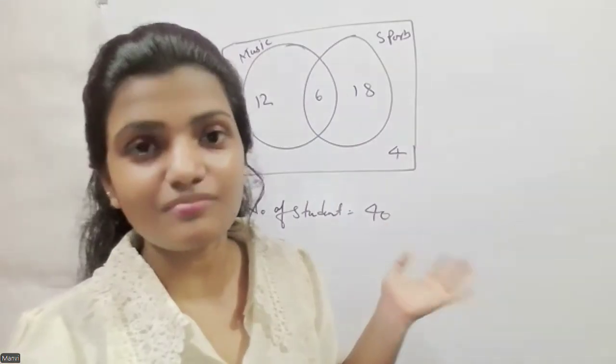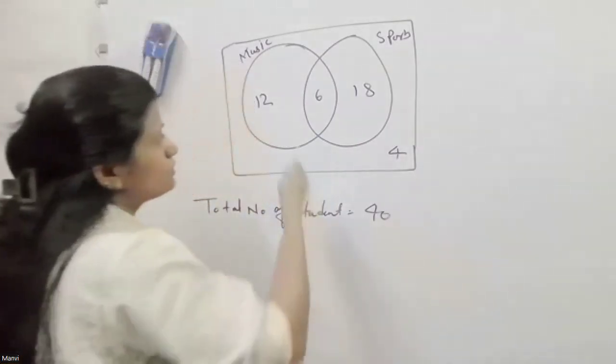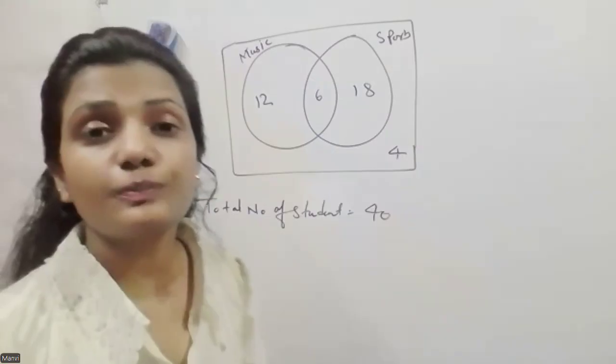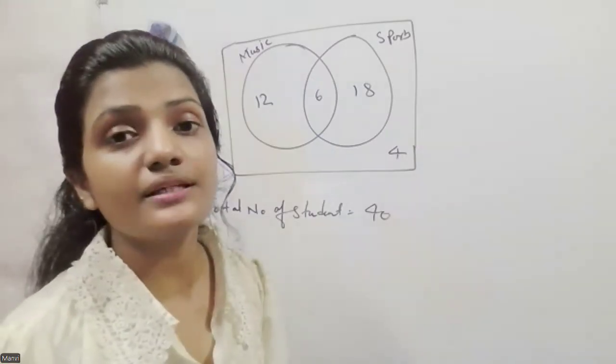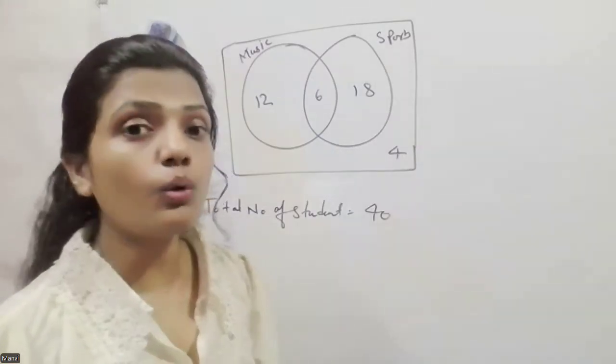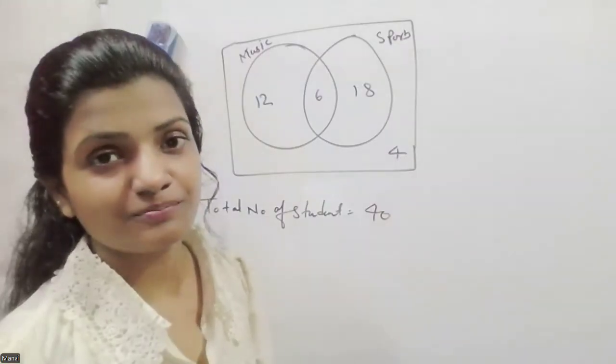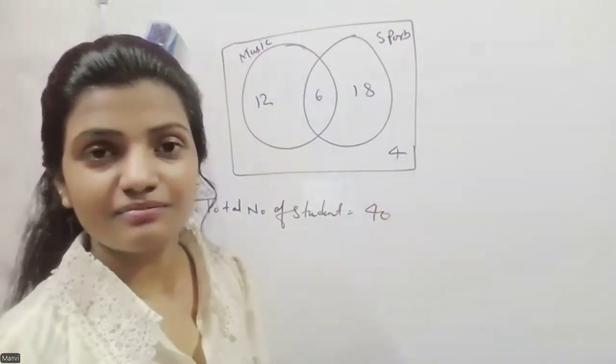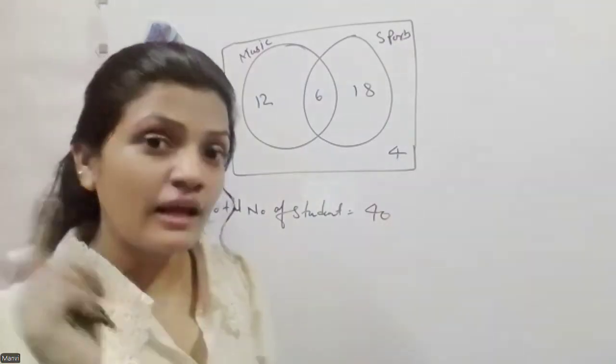Okay? So if they give you this diagram and they ask, could you please tell me how many students like only sport? 18. And how many children like sports?